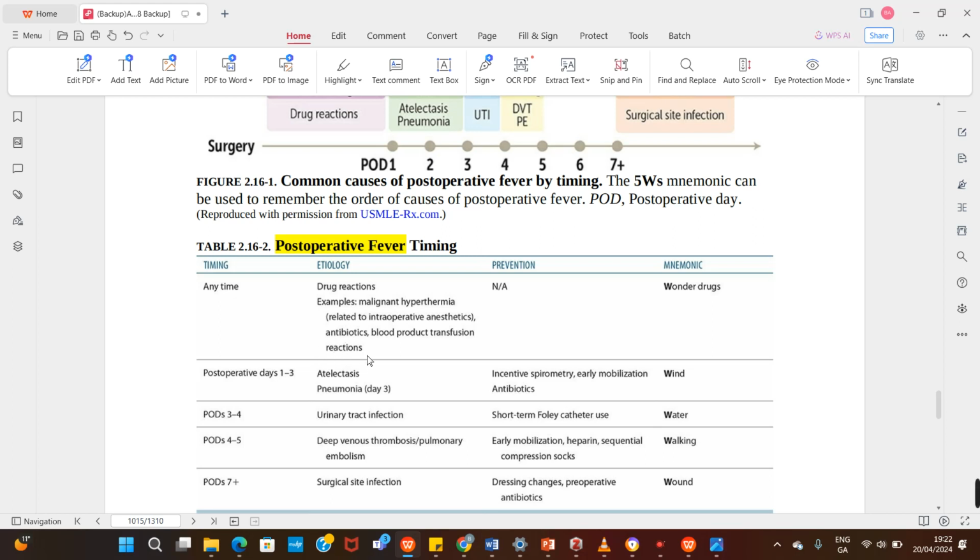Antibiotics, some antibiotics can also trigger postoperative fever. So everything is under drug reaction.